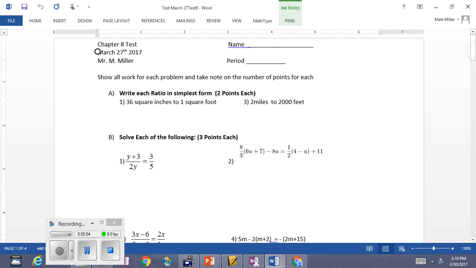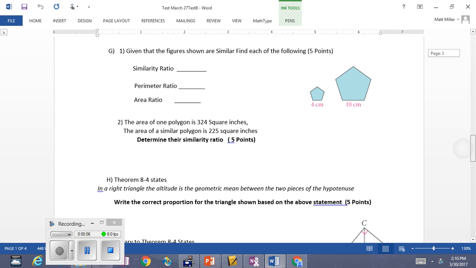Alright, now guys, we're going to look at the second half of this test. I'm actually going to look at the second half of the yellow test. Okay, so similarity ratio is the ratio of the corresponding sides, which is 4 to 10, which should be simplified to 2 to 5. Perimeter ratio is the same. Area ratio is the square of the similarity ratio, which is the square of 2 to 5, which is 4 to 25.